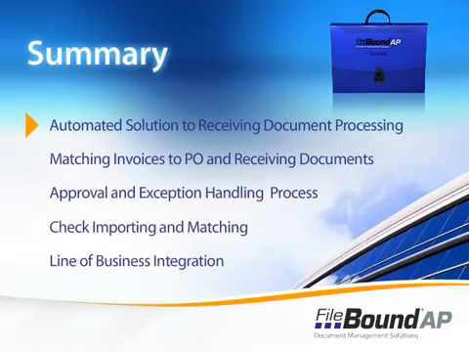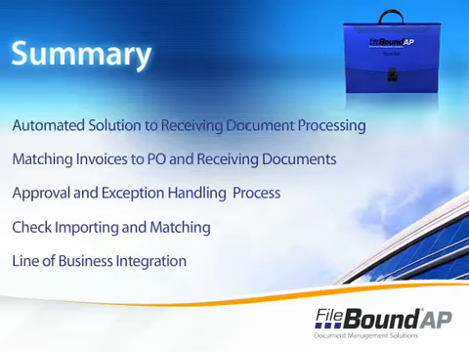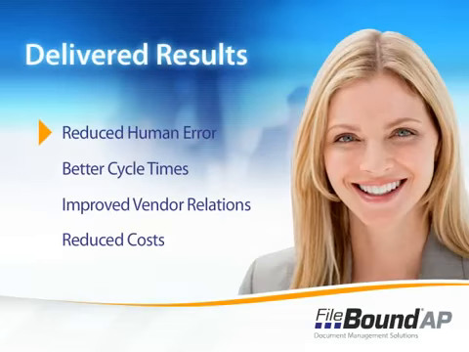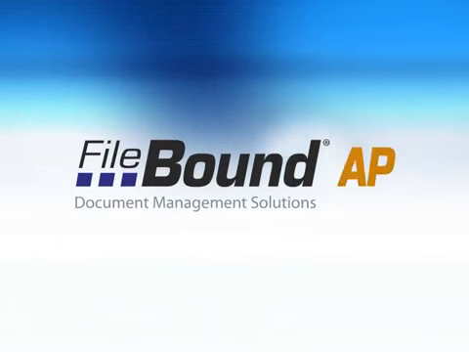In closing, let me summarize what we have shown you today. Filebound provides an automated solution to receiving document processing, the matching of the invoice to the PO and receiving documents, the approval and the exception handling process, the check importing and matching, and the seamless retrieval from within your accounting application. The result is reduced human error, better cycle times, improved vendor relationships, predictable costs, and reduced costs.